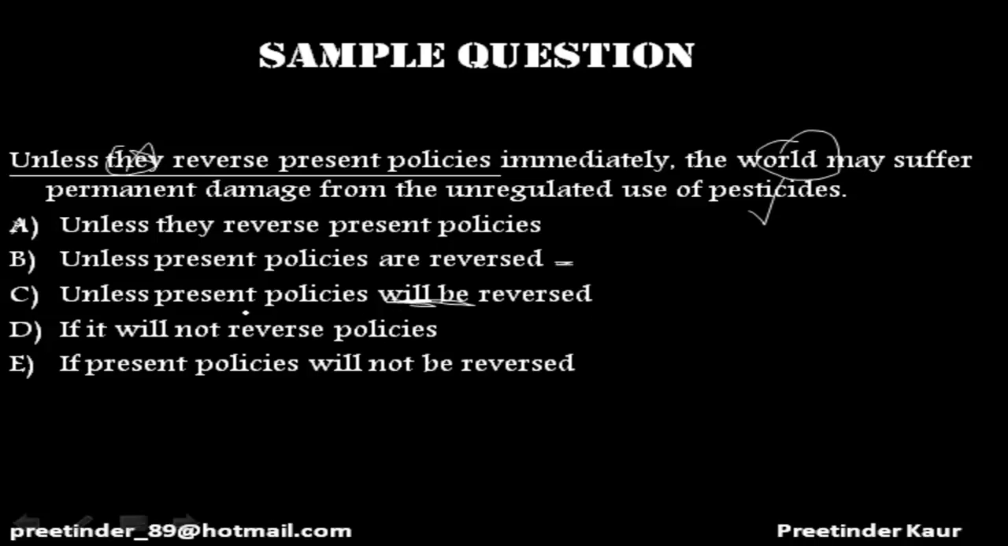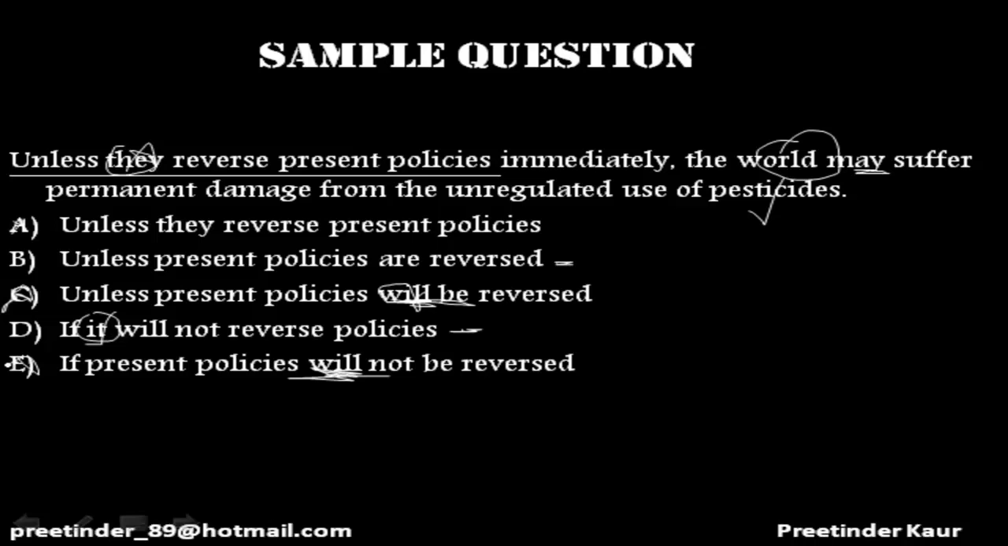So unless present policies will be reversed is also wrong. And there is another rule: in a single sentence you do not use two words denoting the future, so you cannot use will and then may in the same sentence. D option, if it will not reverse policies. Now it is wrong, right? But it is a singular noun. Let's keep this highlighted. If present policies will not be reversed, so even this is not correct. Will and may, it is the same mistake.